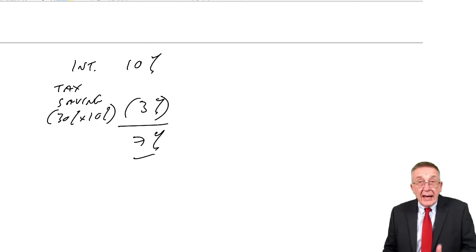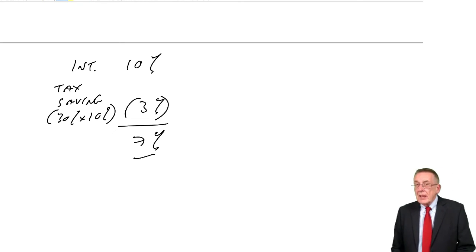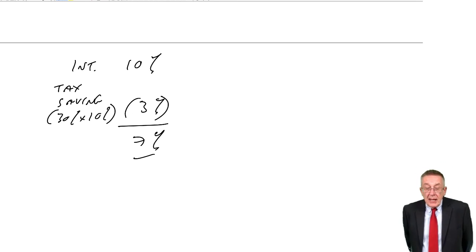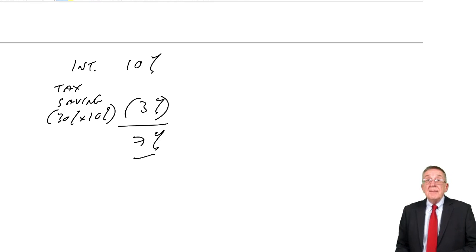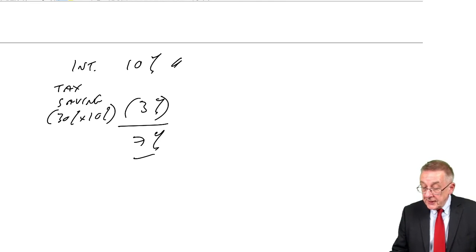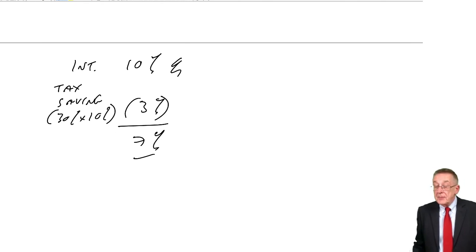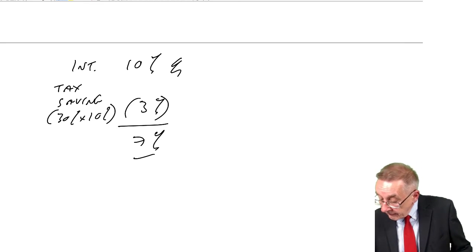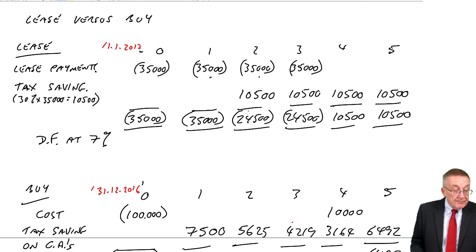And therefore, after tax, it's effectively only costing 7%. So, we'll discount at the after-tax interest. Here you're given the after-tax interest. If he had said the interest before tax is 10%, then you would have taken off 30%. You'll discount at 7%. So, let's do it, and then I can tie up the loose ends.